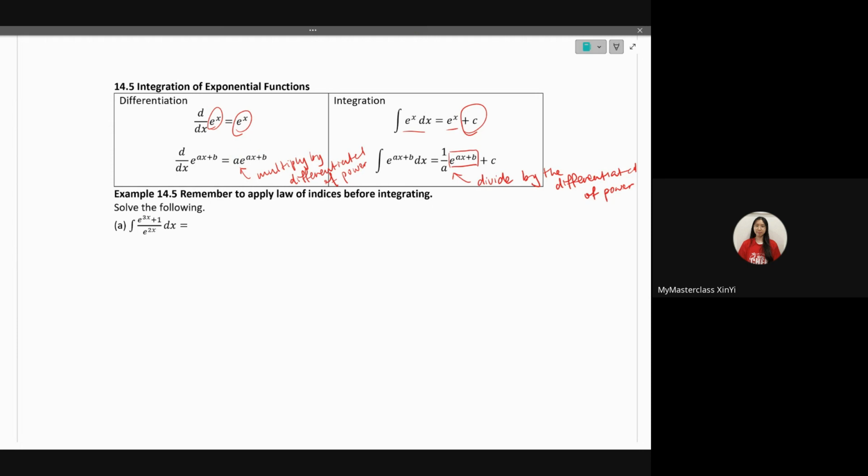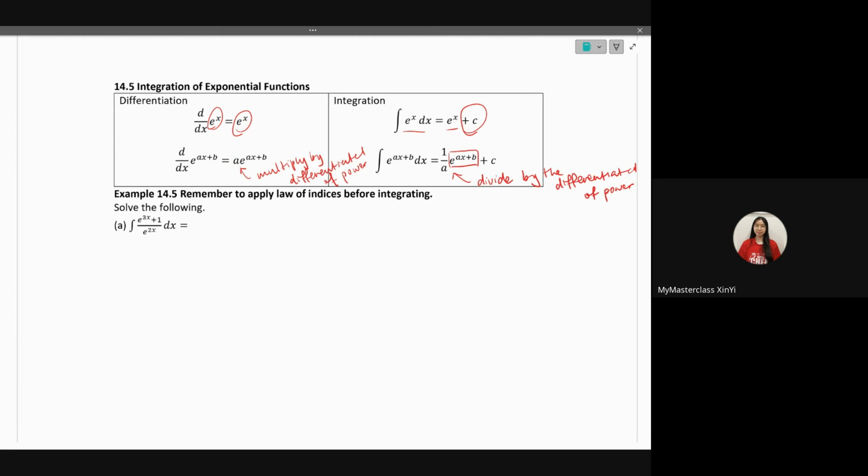And always remember, for integration, no matter what kind of functions you have, polynomial functions, exponential functions, or even trigo functions, there's no such thing as the quotient rule or the product rule in integration. That only applies for differentiation. So keep this in mind.